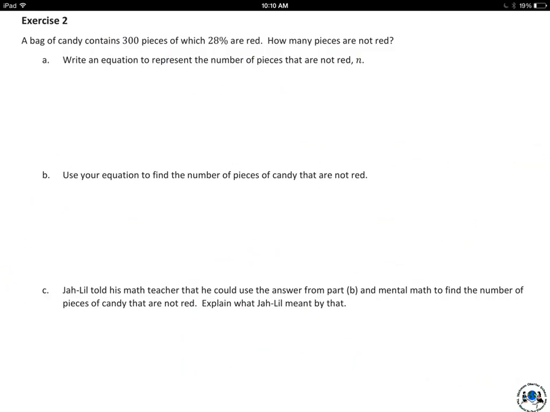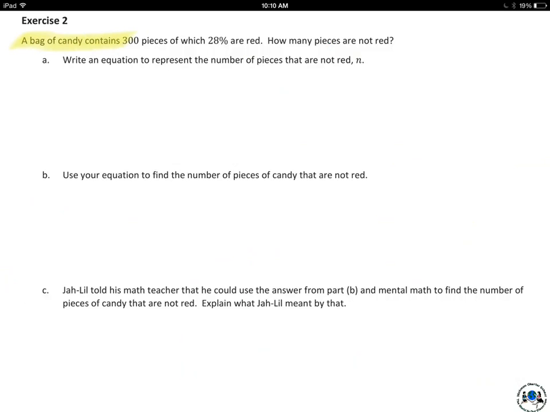This exercise 2 is actually just an extension or continuation from example 3, which came prior to this. In this case, we know some answers here that we could plug in, but let's pretend that we do not know how many pieces are red, and let's look at this from a whole new vantage point.